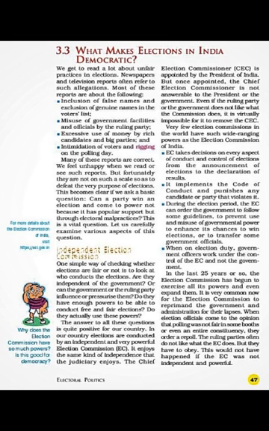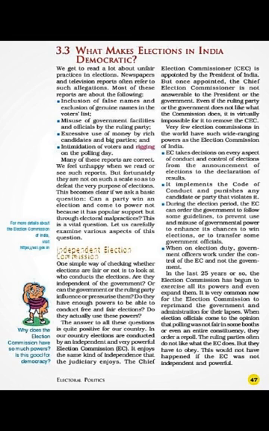So many of these reports are correct also. So we feel unhappy when we hear about such incidents. But fortunately, these are not on such a large scale that they defeat the very purpose of election. This becomes clear if we ask a very basic question: can a party win an election and come to power not because it has popular support but through electoral malpractices? Now let us carefully examine various aspects of this question.